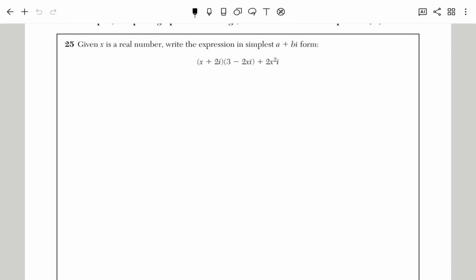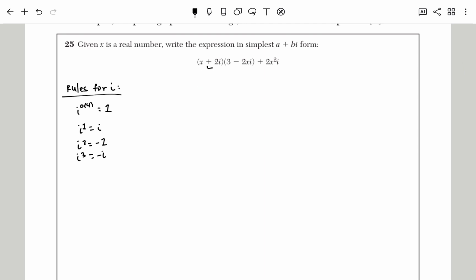Question 25 says, given x is a real number, write the expression in simplest a plus bi form. Prior to doing this, I'm going to show you the rules for i. i to the 0 or to the 4th power is 1, i to the 1st power is i, i squared is -1, and i cubed is -i. It's really important for you to remember these when doing these types of questions.